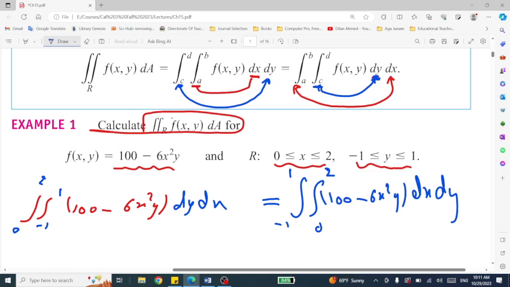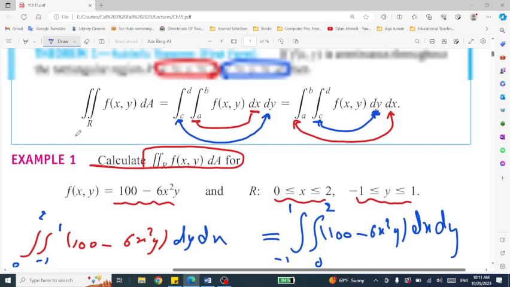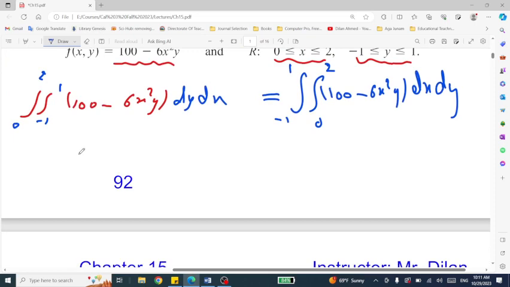Can you distinguish between dy dx and dx dy? Sorry, is that clear? Good.